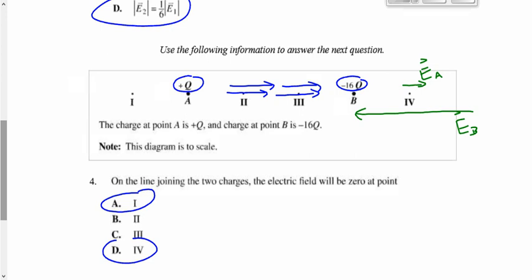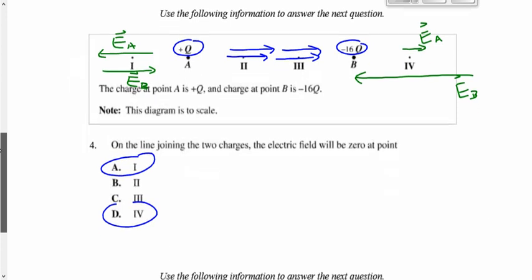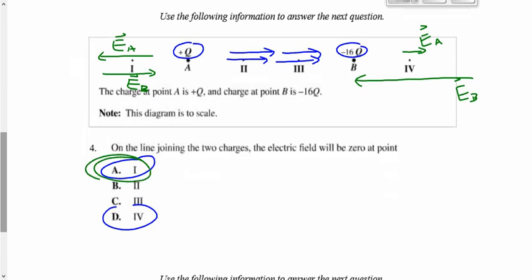Let's take a look over here at A. The field caused by A is this way. It's a certain value. The field caused by B here, it's further away, but the charge is more. So making it further away makes the field smaller, but making the charge more makes the field bigger. This is the only possibility of these two canceling out, the only possibility of us getting the same field in opposite direction. So the answer is going to be 1. The answer is A. Does that make sense?